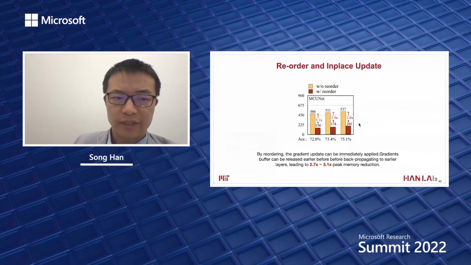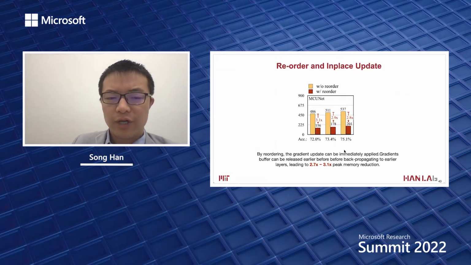In that way, we find this reordering and in-place update can bring about 2.8 to 3.1x reduction of the memory. By reordering, the gradient update can be immediately applied. The gradient buffer can be released immediately, earlier, before the full backpropagation happens.